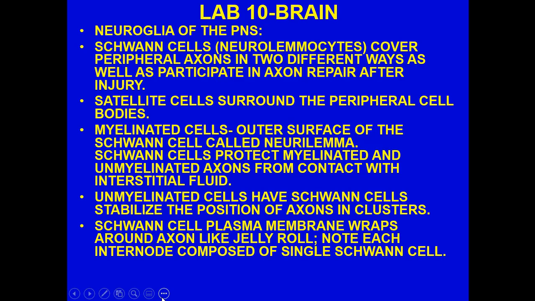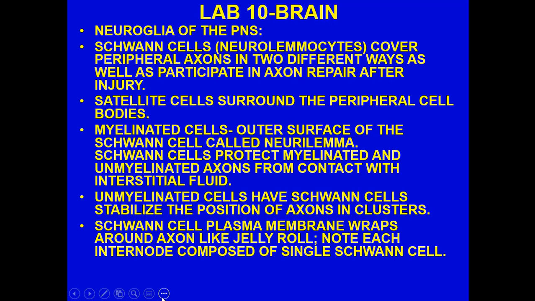Now, neuroglia of the peripheral nervous system, you need to be mindful of this. The Schwann cells, otherwise called the neurolemmocytes, cover peripheral axons in two different ways, as well as participate in axon repair after injury. Satellite cells, they kind of wrap around the peripheral cell bodies. Their function, not everybody is 100% sure of them. What they do know is that Schwann cells are important.